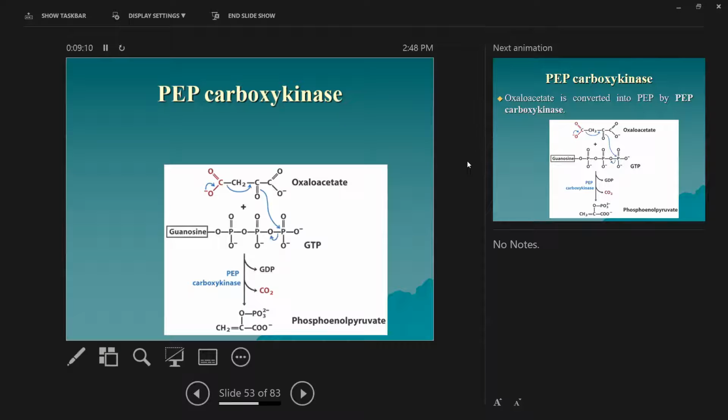There's two versions of this enzyme. You know what? I take that back, that's wrong. The bacterial versions of PEP carboxykinase use ATP, some do. Our PEP carboxykinase uses GTP pretty universally.